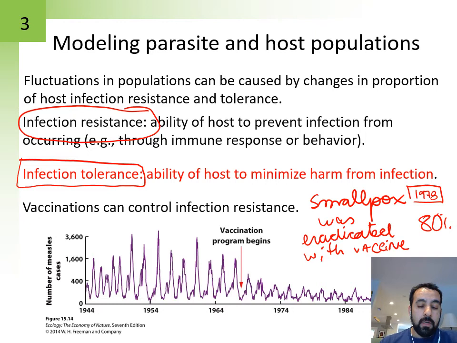So, the vaccination program starts right here, and look, as soon as it starts, there's a huge spike in the cases, right? Surveillance increases, and then over time, the vaccination program has actually tamped down measles quite a bit, right? To the point that this is one of the disease targets for eradication. Measles occurs in humans only, so if you vaccinate everybody, you could potentially get rid of measles worldwide, right?